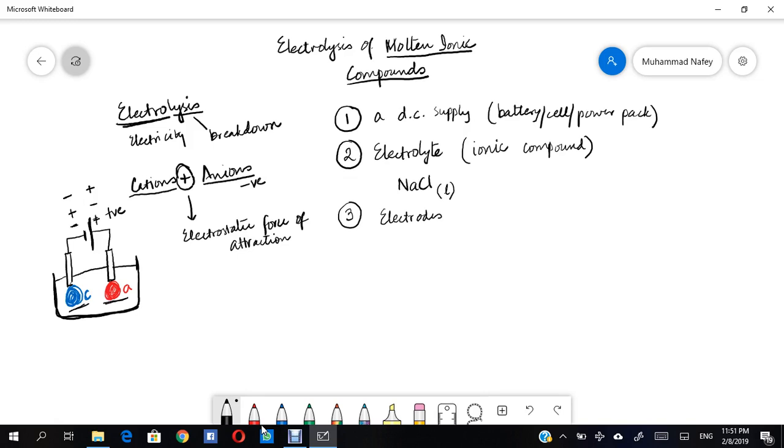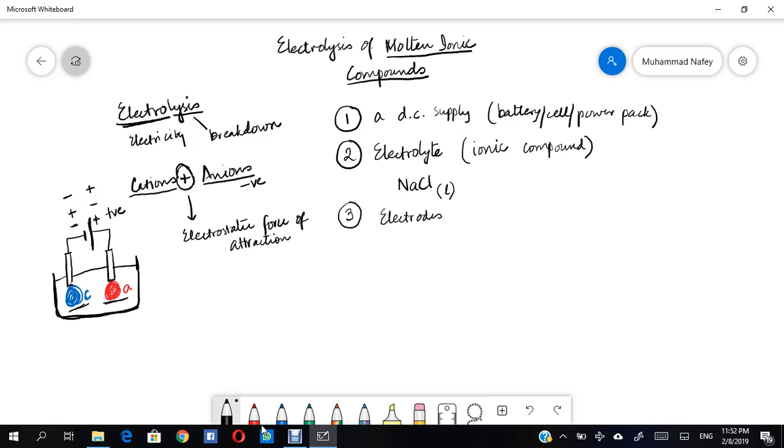I also told you that in electrolysis, cathode will be the negative electrode. Why? Because it's connected to the negative terminal of the battery, and hence it's going to attract positive ions, which are cations. Likewise, the anode is the positive electrode, and hence it's going to attract negative ions, that is anions.